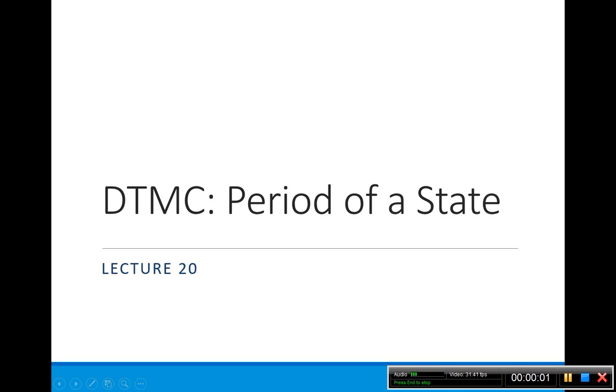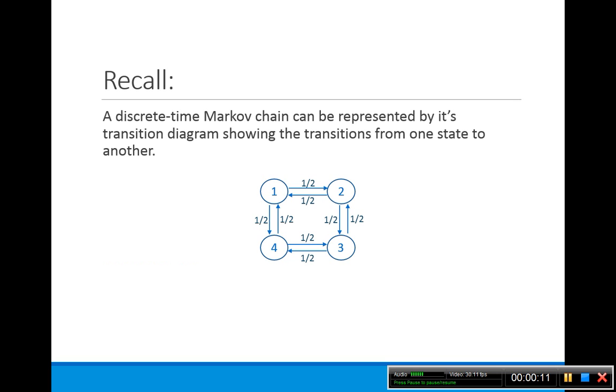Okay, so this is lecture 20. I'm going to continue talking about the terminology for discrete time Markov chains. In this lecture, we're going to talk about what the period of a state is. So remember from previously, when we have a discrete time Markov chain, we typically represent that with the transition diagram.